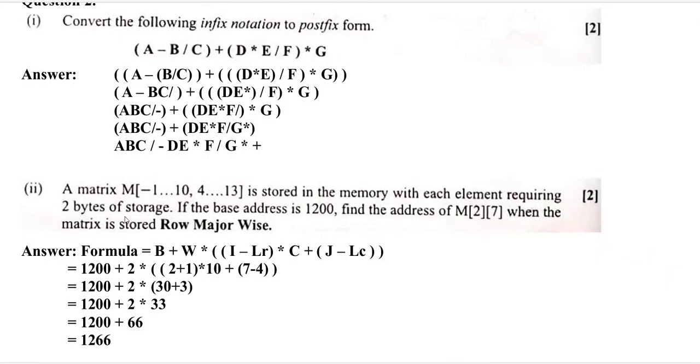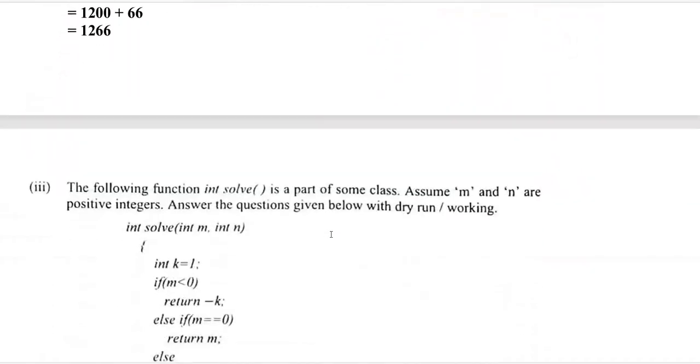So if we put together the values, how will the number of columns be found? What is the number of columns here? Here it will come to 10. How is it coming 10? We'll see there, 13 minus 4 plus 1. So 13 minus 4 is 9, plus 1, 10. So the answer is coming 1266. Let's move to the next question.